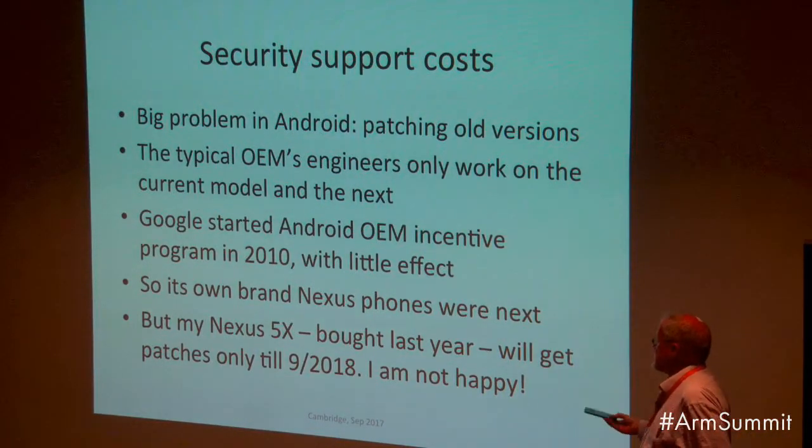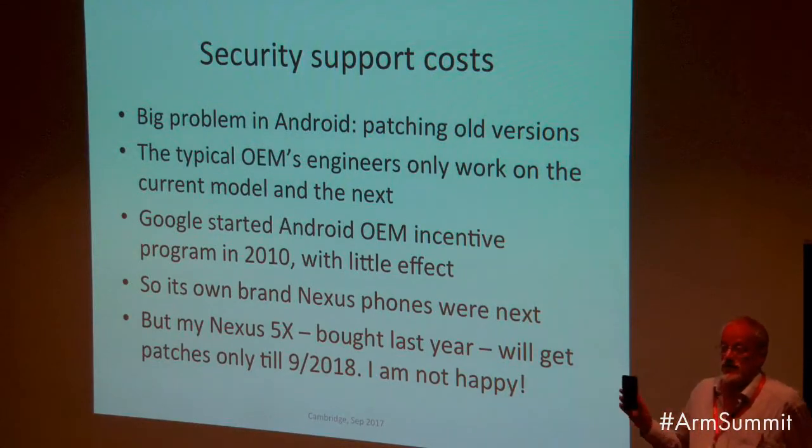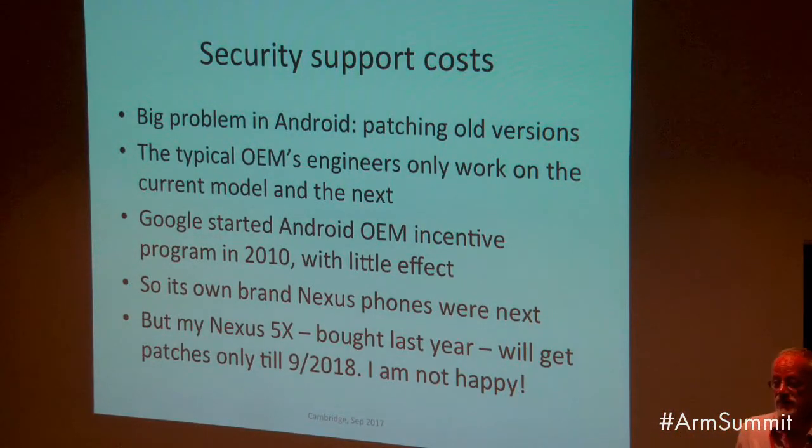I'll skip through this quickly. Here's my Nexus 5X. Bought it last year. Google announced a few weeks ago they're going to stop patch support in September 2018, right? A £700 device, 3-year lifetime. Why? Because Larry and Sergey don't have enough money to support more than 3 or 4 versions of Android, right?